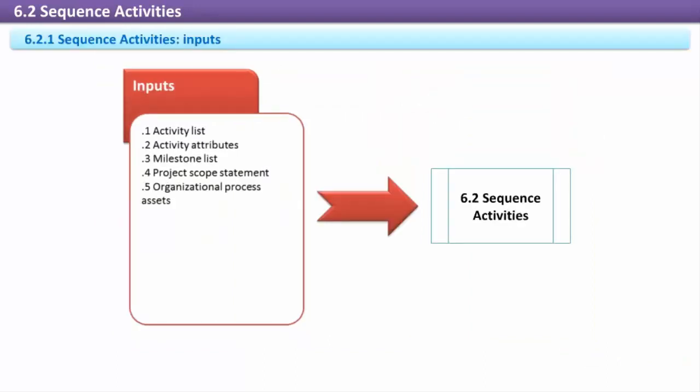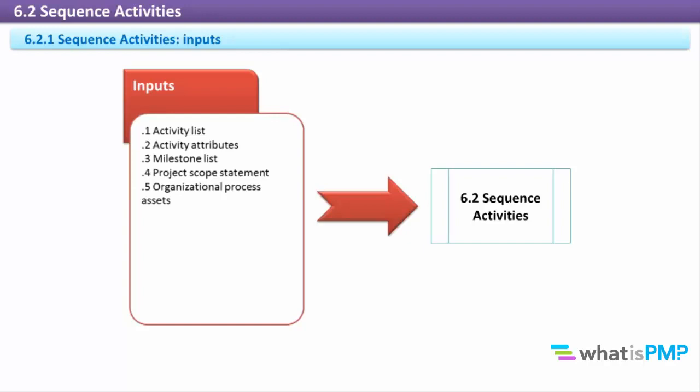Sequence activities. Inputs. Activity list. The activity list is the complete list of project activities that are needed to produce the work packages. It's decomposed from the WBS work packages. The source document. This process needs to identify what the activities are that need sequenced.